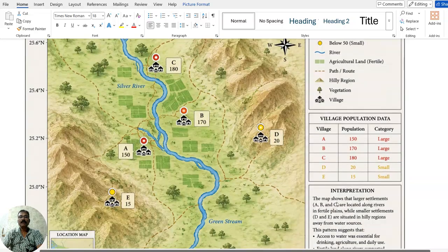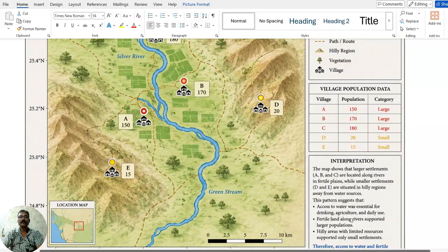How can we interpret this? The map shows that the larger settlements A, B, and C are located along the river, near the river. While the smaller settlements D and E are situated in hilly regions away from water sources. So this pattern suggests that access to water was essential for drinking, agriculture, and daily use.